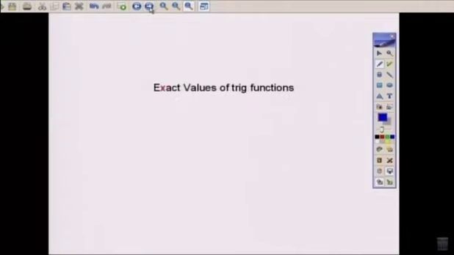Finally, let's look at evaluating some exact values of trig functions. So I've got a couple examples that I want to work through here quickly. The first one is, let's compute the sine of 4 pi over 3.